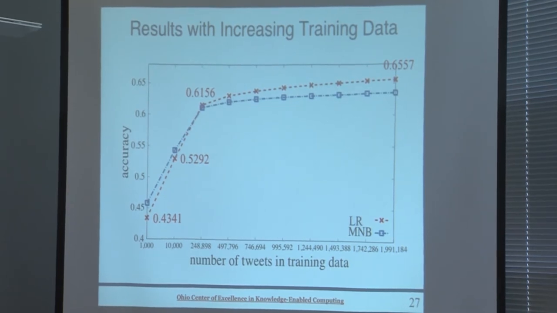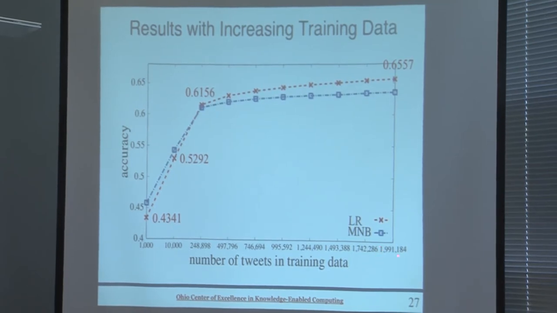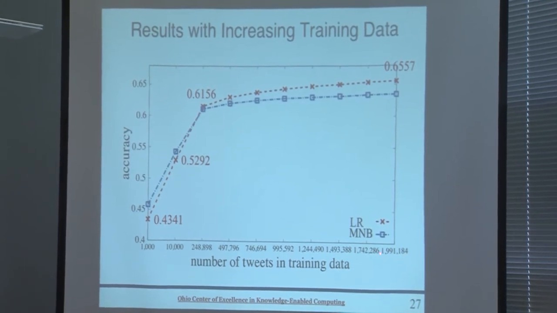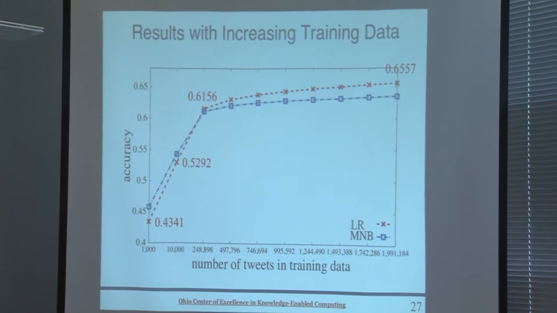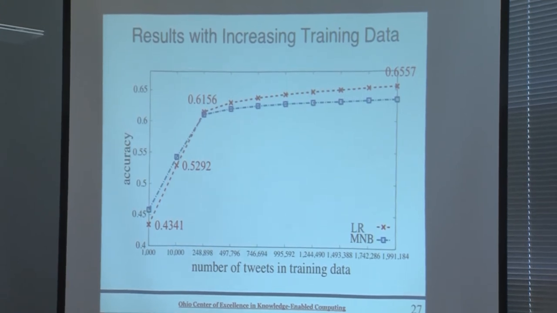Why are you not going all the way to 2.488 million? Oh, that is a good question. You notice that this is about 0.5 million tweets short. The reason is that 250,000 were used for testing, and another 250,000 tweets were used for development. That is why.